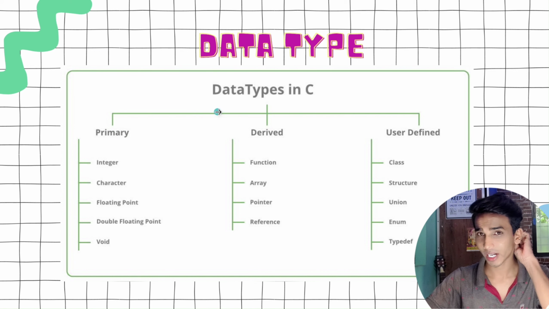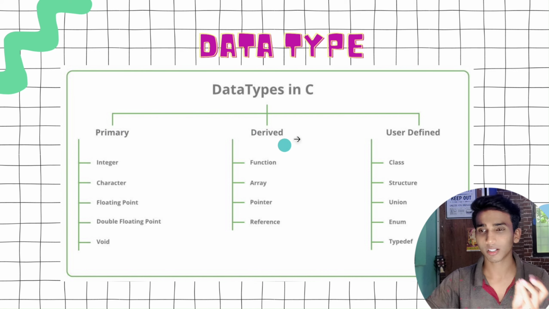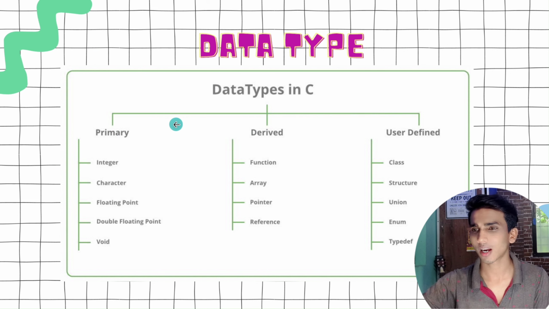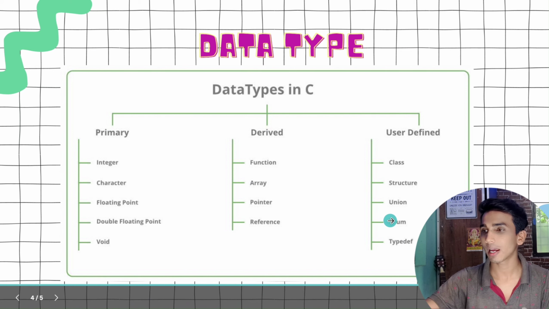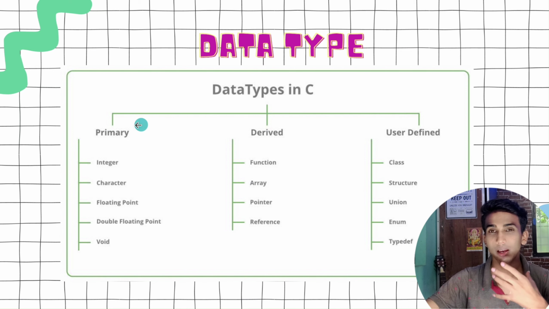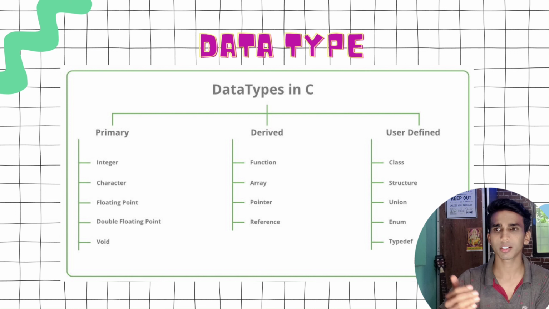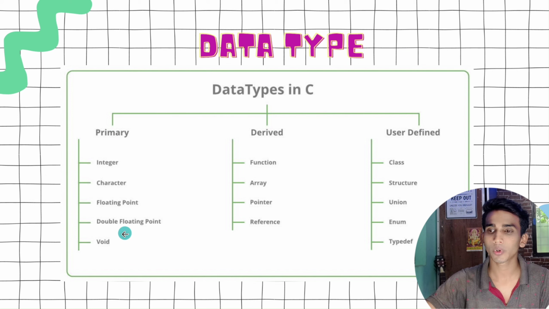Here we have covered all 3 types. They are divided into primary, that is primitive, derived, and user defined. Let's begin with primitive. Primary are those which are default in C language, given by the standard libraries of the language. There are integer, character, floating point, double, and void. These are the primitive or primary types of data types available in C language.